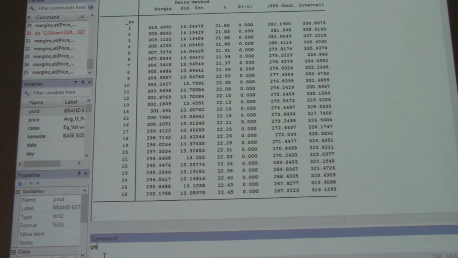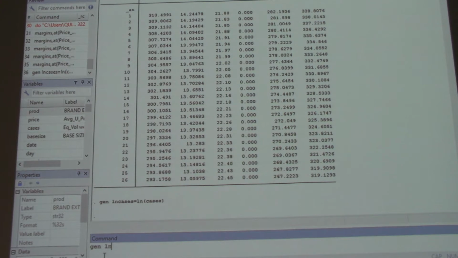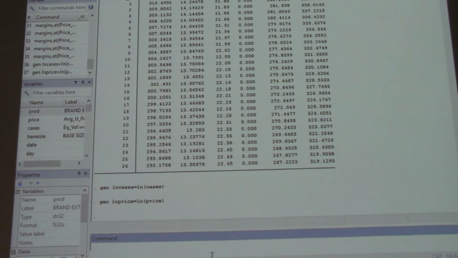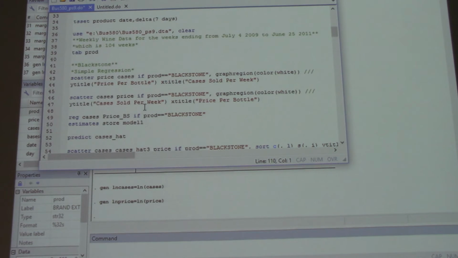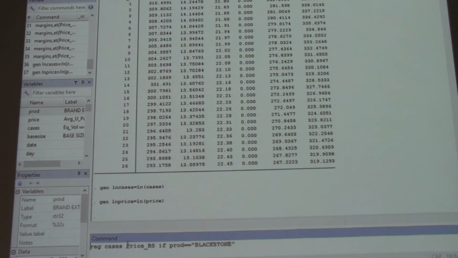Okay. Gen ln cases equals ln cases. Gen ln price equals the natural log of price. And I can take that regression and change it. Where's my regression? Copy. So let's see.